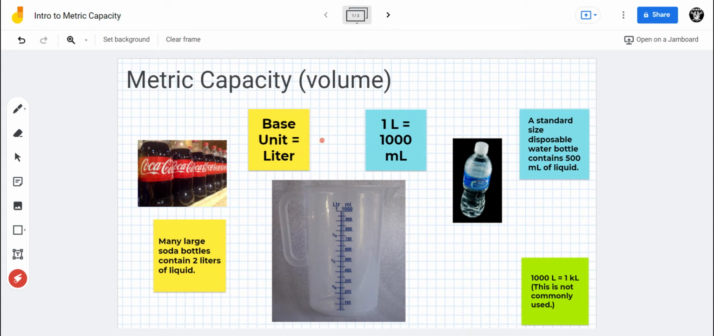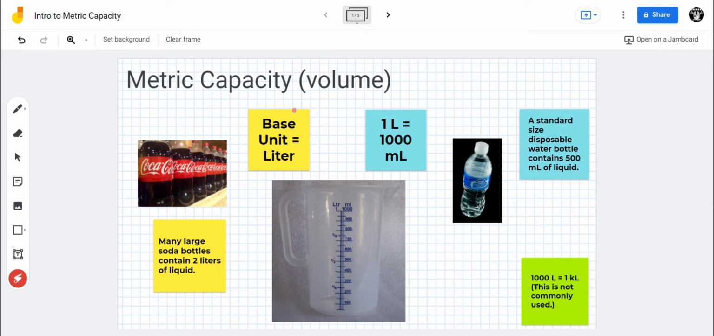Now, in the standard or customary system, oftentimes we measure capacity with gallons or quarts or cups, but in the metric system, we use liters. And remember, most of the world and scientists use the metric system. So you need to understand what liters are.